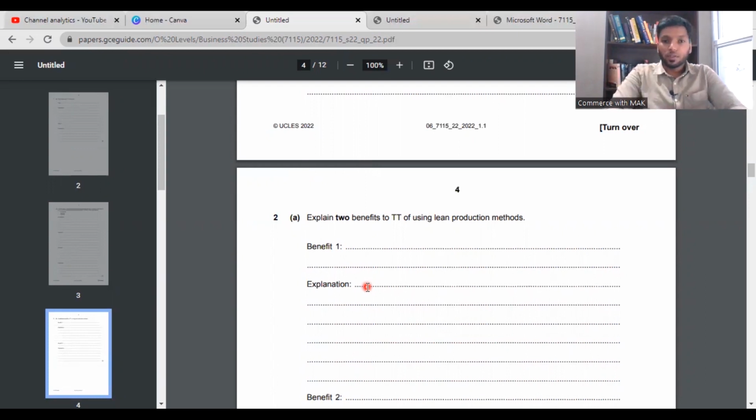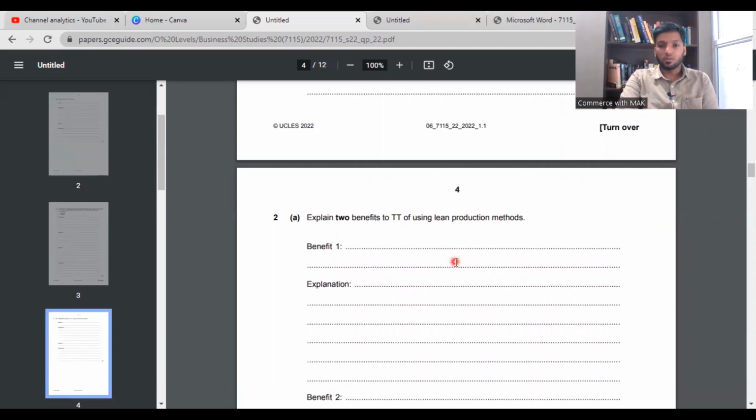Explain 2 benefits of TT using the lean production method. You would have learned lean production methods, the methods to make sure that production happens in an efficient way. It can be Kaizen techniques, just-in-time system, defect reduction system. So these things you would have already learned. I'm going to take Kaizen or just-in-time. Let's see what they have given in this question.